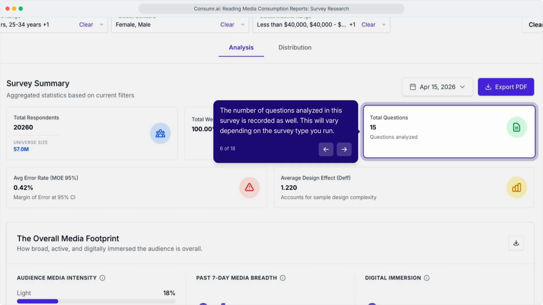The question count shows the scope of your analysis. A simple survey might ask 10 to 15 questions. More questions means more nuanced analysis, but it also means longer survey completion.